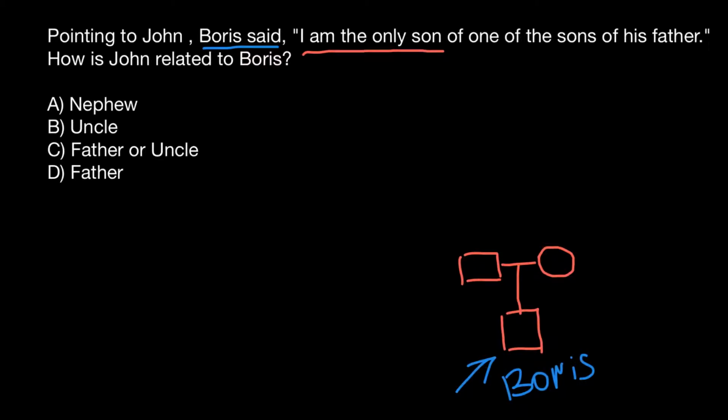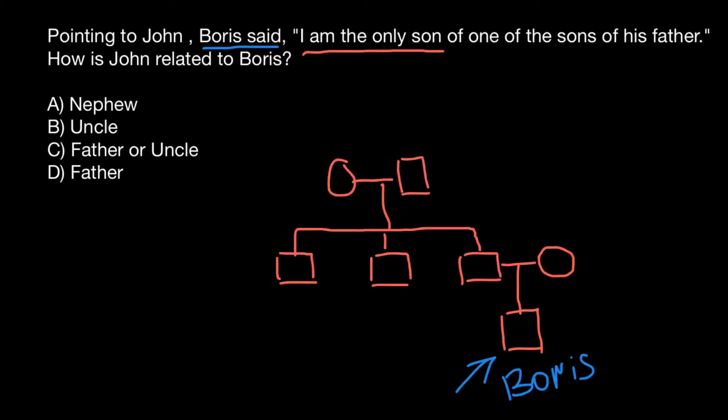Now let's continue. I am the only son of one of the sons. Son of one of the sons. That means that his father has brothers. The number of brothers is not specified, but let's assume two more brothers, and of course they should have a mother and father.